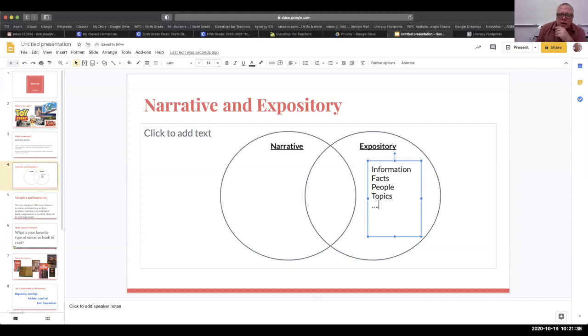You see? If we were to do the same thing for narrative, we would say characters, which is a little different than people, isn't it? They are people, but it's different still. We might say a word that we're going to learn about: setting. We might say plot. We might say resolution. And we might say conflict.